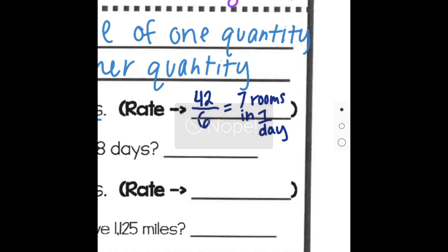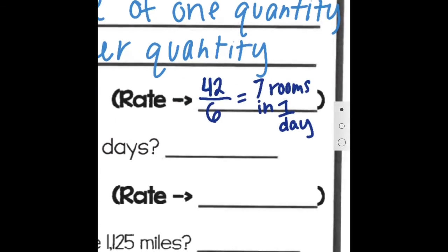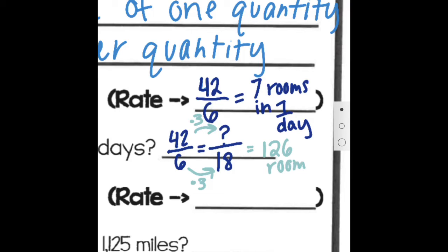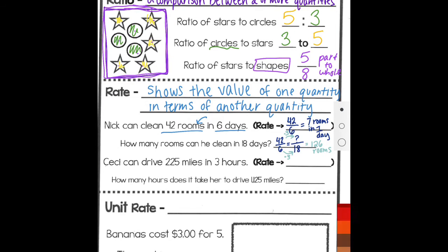And then we can use that to help us figure out how many rooms Nick can clean in 18 days. So you can set up equivalent fractions to help you with that. 42 rooms in 6 days will be how many rooms in 18 days? So we see 6 times 3 will make 18, so we can then multiply 42 by 3. 40 times 3 would be 120, 2 times 3 is 6, so this is going to end up being 126 rooms.